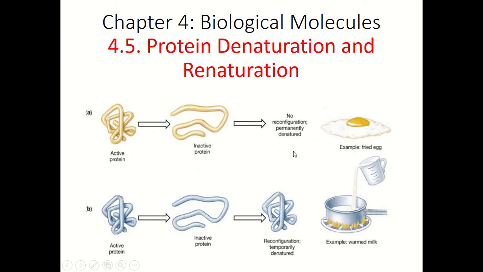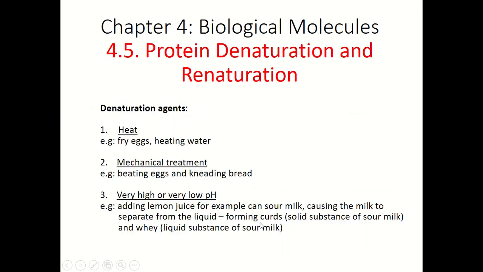So this is an example of a denaturation process that cannot be turned back, such as frying an egg. When you fry an egg, the fried egg cannot go back to become a whole single egg. However, a protein such as milk, okay, when you heat it, it will become inactive protein. However, when you cool it back, it can go back to its original shape. Okay, therefore, this process is known as the renaturation process.